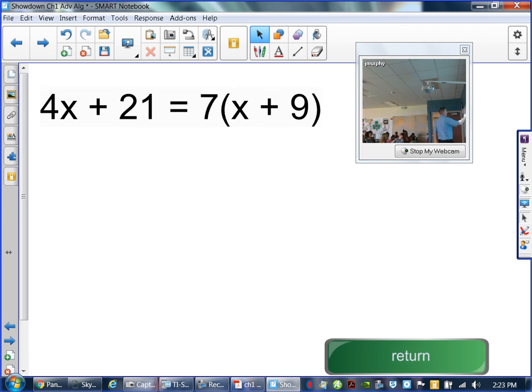All right, so distribute and go. What do you do when you have variables on both sides of the equation?